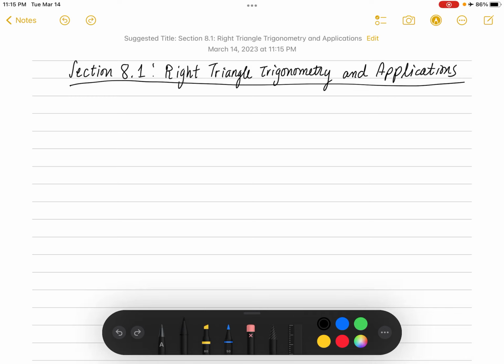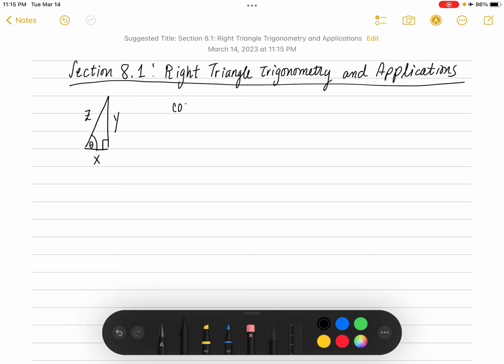So it looks like we're starting section 8.1, right triangle trigonometry, and word problems involving right triangle trigonometry. So let's draw a right triangle. It's a triangle with a 90-degree angle. So we'll put the 90-degree angle down here. We'll have another angle we'll call theta. That'll be our angle of reference. We'll call the adjacent side x, the opposite side y, and the hypotenuse z.